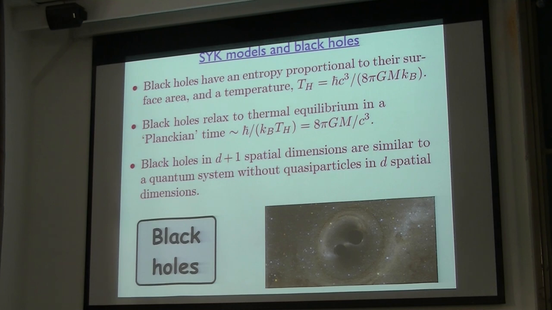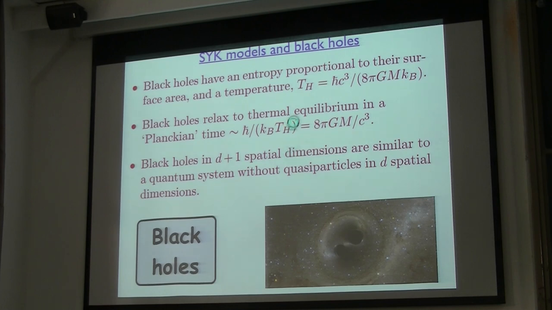Now, so what does that mean here? Why is that useful? Well, if a black hole in D plus one dimensions is equivalent to a quantum system in D spatial dimensions, that immediately explains why they have an entropy proportional to surface area. Because the surface area of the black hole is the volume of the quantum system, and every quantum system has an entropy proportional to volume. Even the SYK model has an entropy proportional to N, which is the volume.